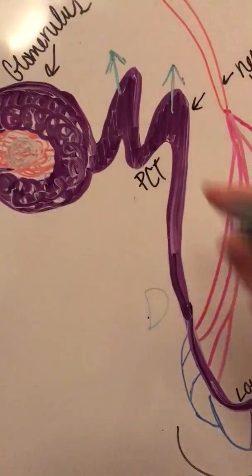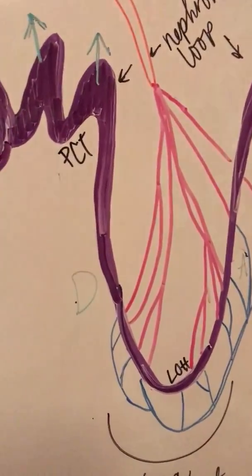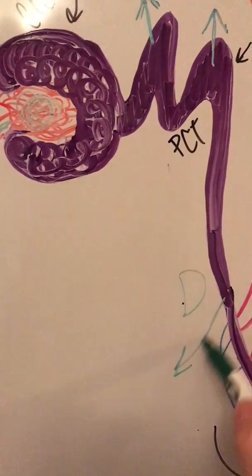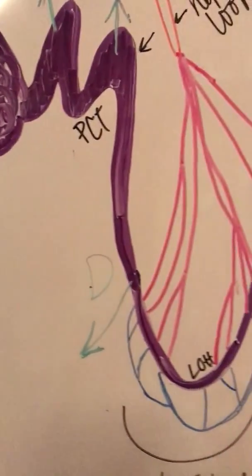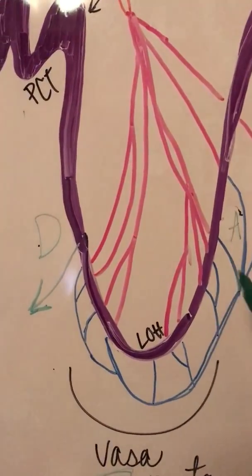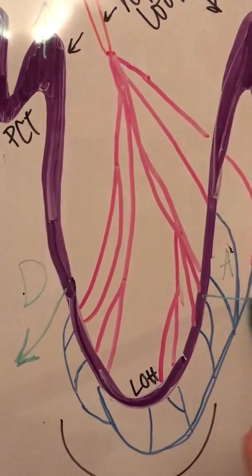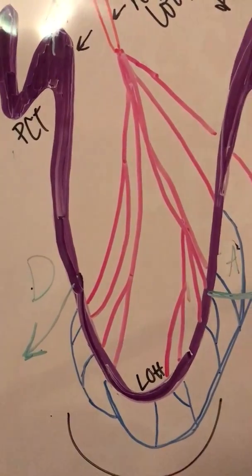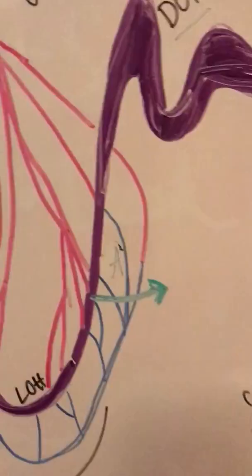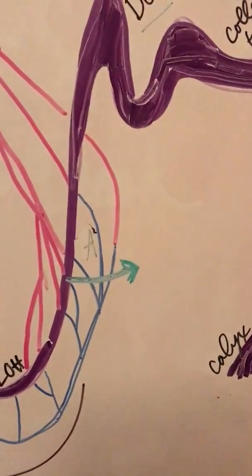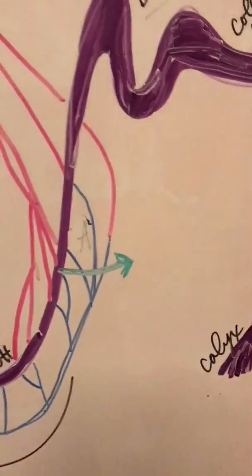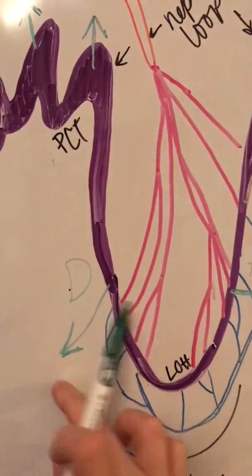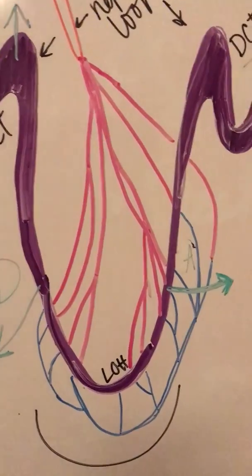Then the fluid goes down into the descending loop of Henle, which is very permeable to water. So water is typically absorbed right around here. If you follow the loop of Henle down, the solutes are typically reabsorbed on the ascending side of the loop of Henle, and those include sodium chloride and calcium ions. And the water in the descending loop is reabsorbed through osmosis.